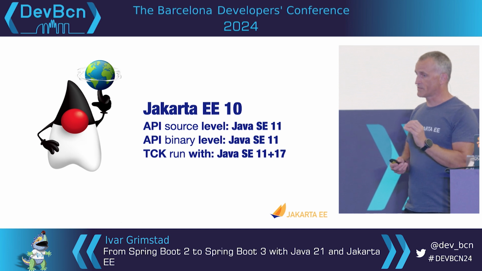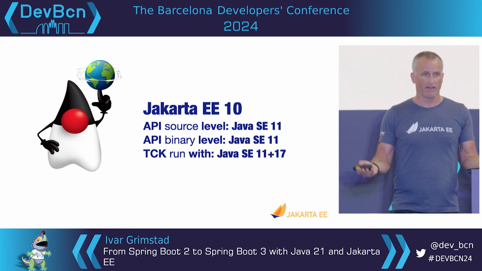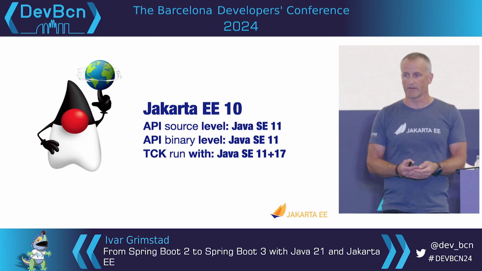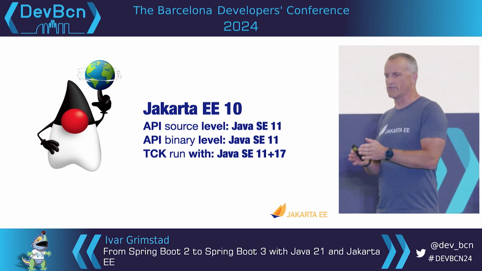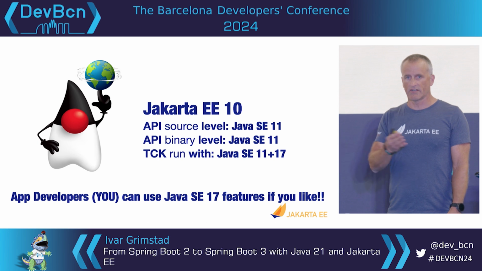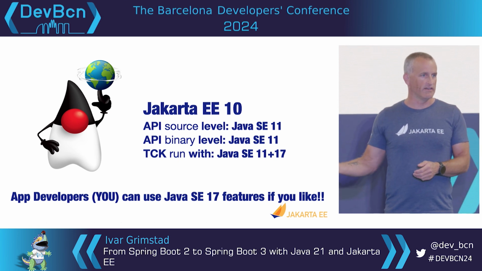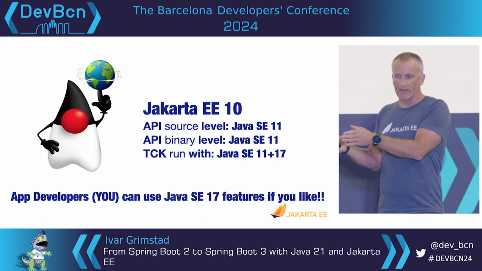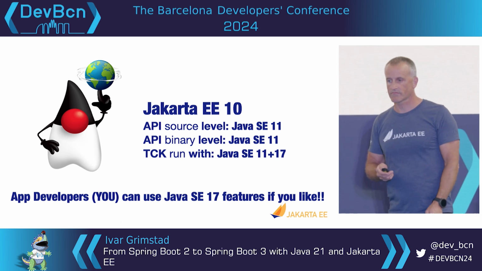And Jakarta EE 10 is based on Java SE 11, and that means we compile everything on 11 binary level, but we make sure that the TCK runs on 11 and 17. So you as app developers can use any Jakarta EE implementations with 17 if you like, and most of them also run on 21 and higher. But we verified, when we released 10, we verified it on 11 and 17.